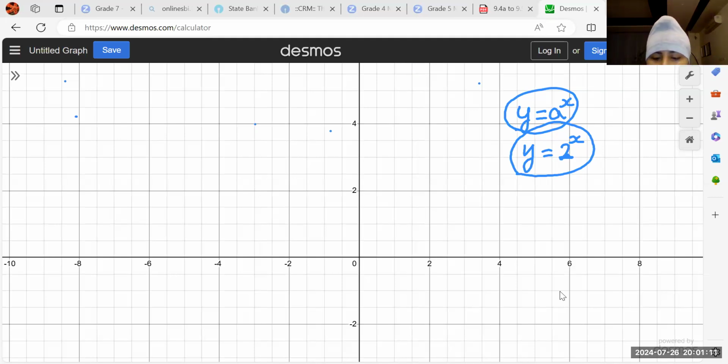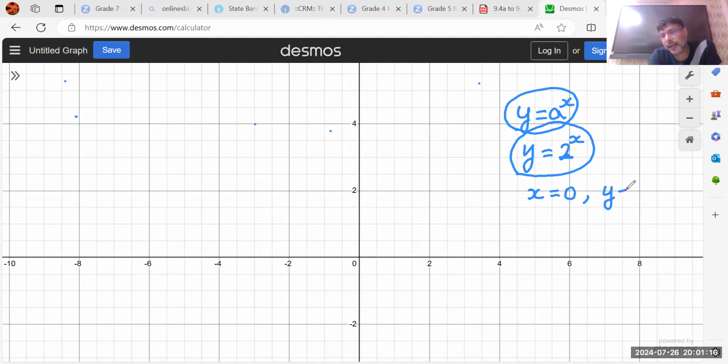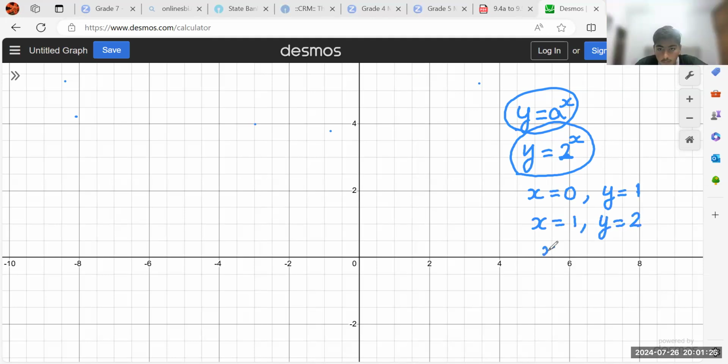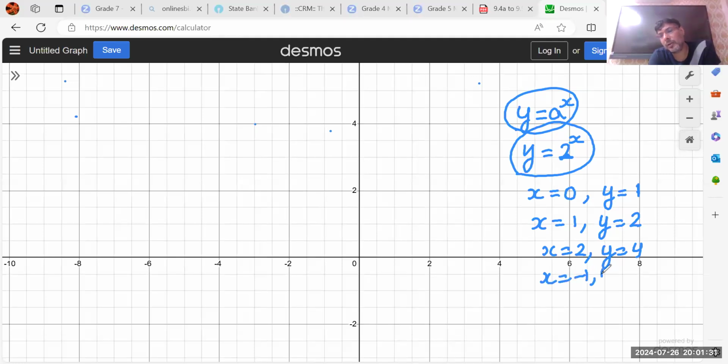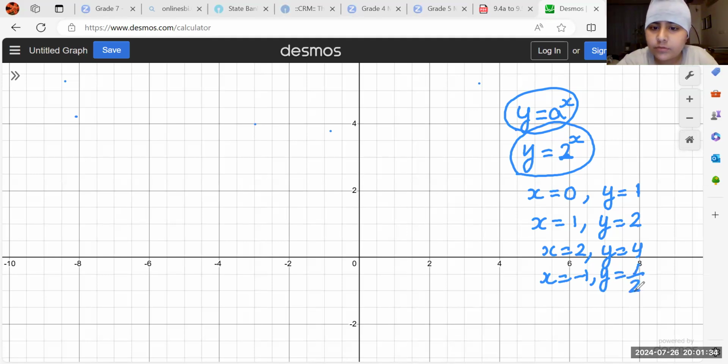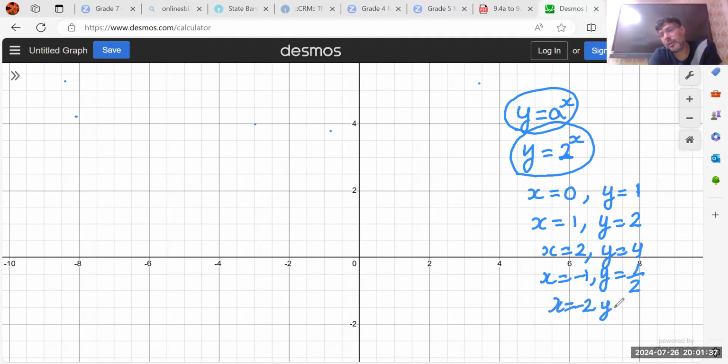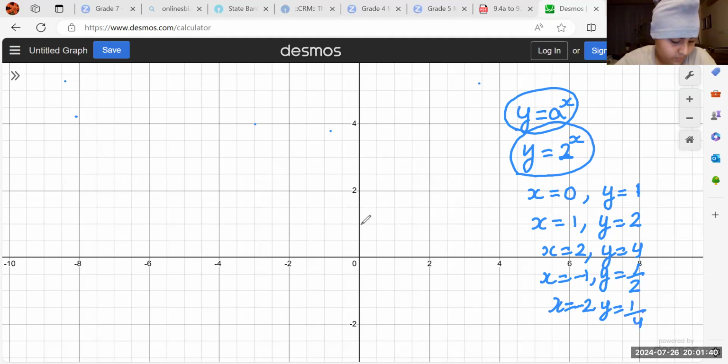Okay, let's see. So first I put x equal to 0. What value of y will I get? One. X equal to 1, y equal to 2. X equal to 2, y equal to 4. X equal to minus 1, y will be equal to what? 1 by 2. X equal to minus 2, y equal to 1 by 4. So 0 comma 1, then 1 comma 2, then 2 comma 4, then minus 1 comma 1 by 2, and minus 2 comma 1 by 4.